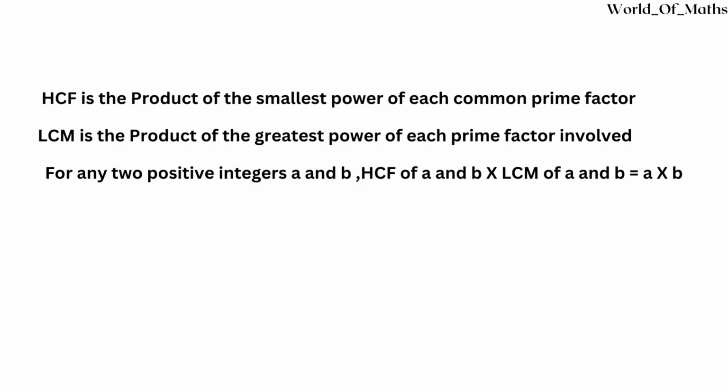To summarize, we can say HCF is the product of the smallest power of each common prime factor. LCM is the product of the greatest power of each prime factor involved. And for any two positive integers a and b, HCF of a and b multiplied by LCM of a and b is equal to a multiplied by b.